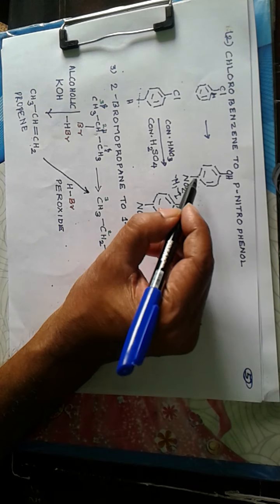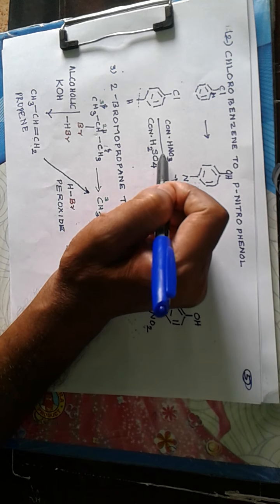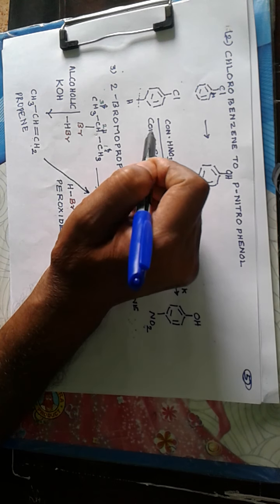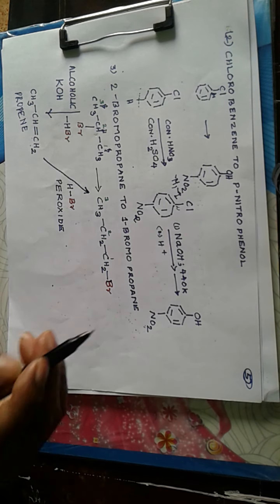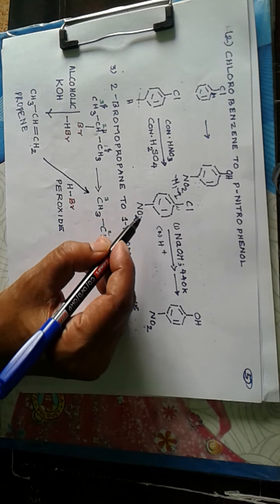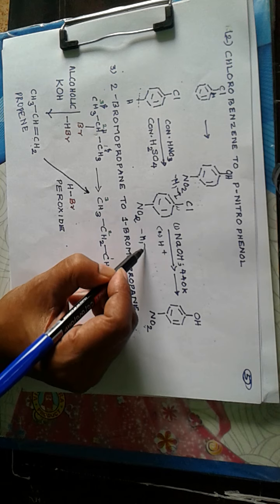See, a nitro group in para position or ortho position can deactivate the ring. What is done is chlorobenzene is nitrated first using concentrated HNO3 and concentrated H2SO4. We get ortho-nitrochlorobenzene and para-nitrochlorobenzene. This nitro group exerts its minus M effect and minus I effect.